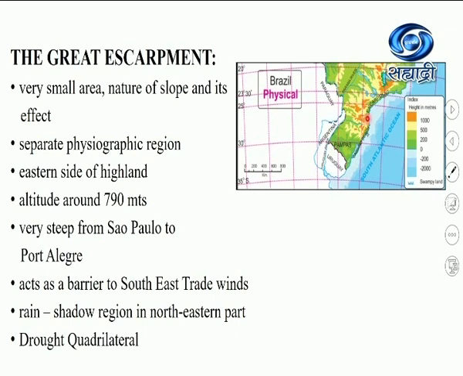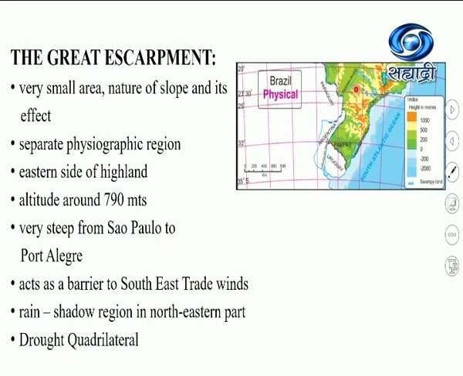It is very steep from Sao Paulo to Porto Alegre. So this is the steepness of the Great Escarpment. It acts as a barrier. So what is the speciality of this escarpment which makes it a separate physiographic region? It acts as a barrier to the southeast trade winds which are blowing, and they come across this escarpment, giving maximum rainfall towards the eastern side, and a rain shadow region has been formed in the northeastern part.